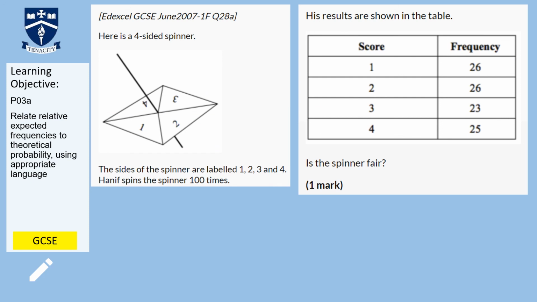Here's an exam question on all this. I have a spinner, spun 100 times. Is the spinner fair? Well, it's a four-sided spinner. If it's fair, I'm looking for everything to roughly be happening a quarter of the time, so I'm looking for numbers roughly around 25. Do I have numbers that are roughly around 25? Yes. So is the spinner fair? Yes, more than likely it's fair.